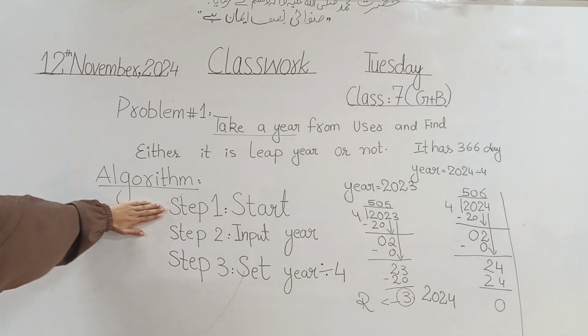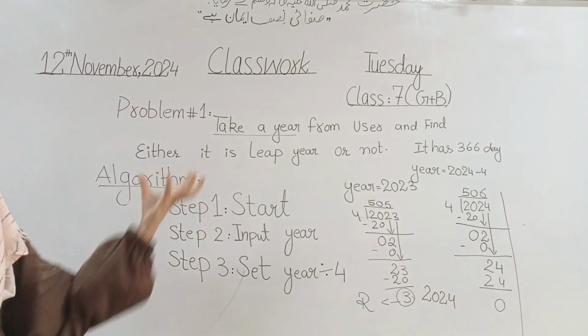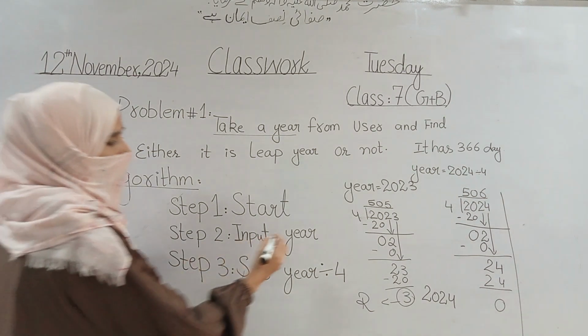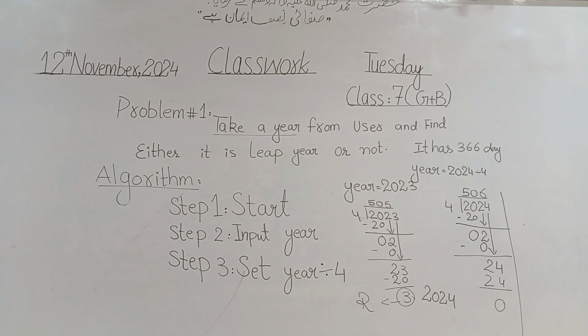It's a starting process. Step number 1 is start. Step number 2 is input year. You can write it as input year or input year from user. Both are correct. Step number 3, set year divided by 4. Because we are working on it, we use a small word used in algorithms, as we discussed in class. Set is for processing. Set year divided by 4.